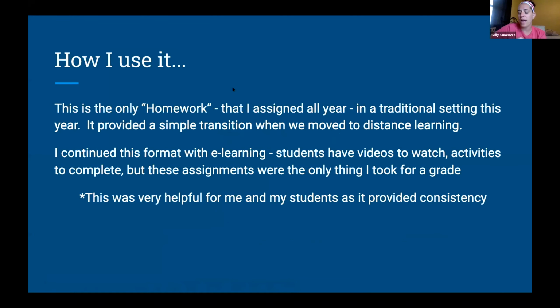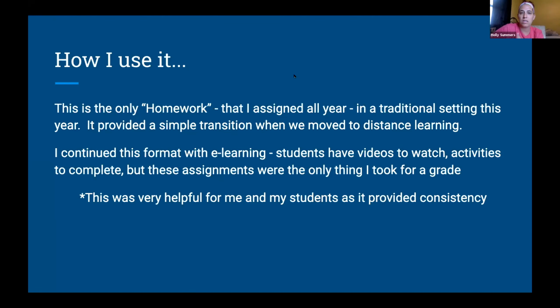The biggest way I have used Edulastic, which I've used over the last couple of years, but this last year I was very intentional with the way I used it, and it really helped me during the distance learning time. It was the only homework that I had for my students in 7th grade math all year. Every week, that was their homework that I assigned. We had done that every week all year.